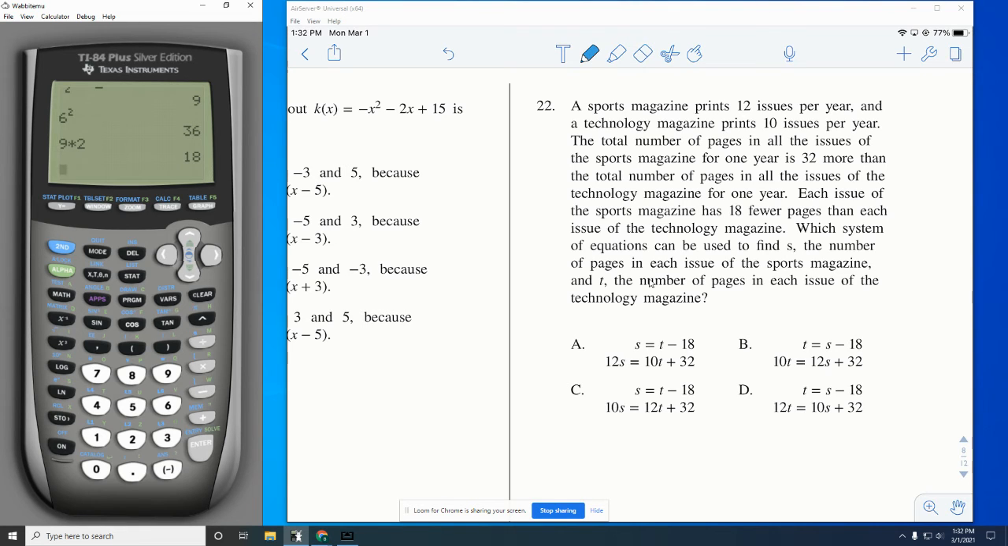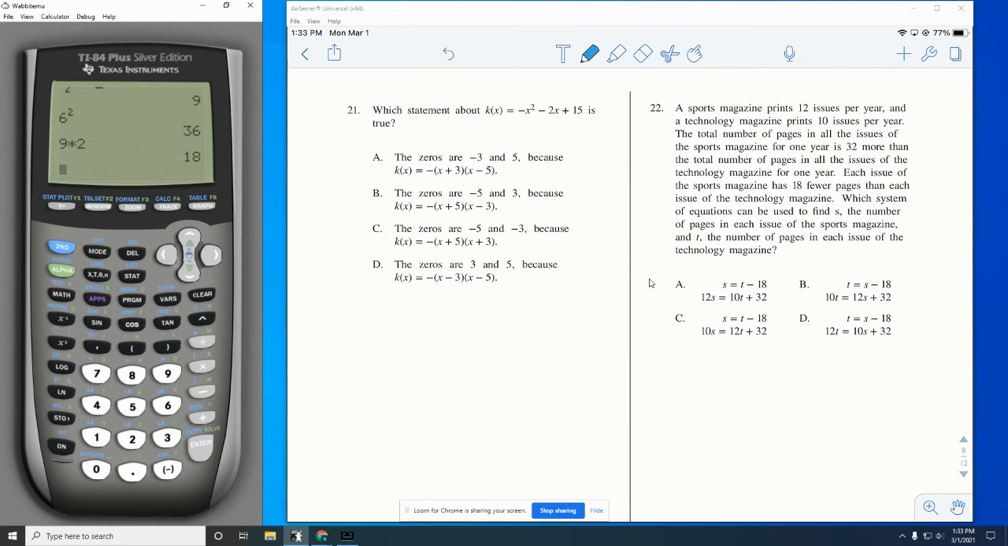It tells us a sports magazine prints 12 issues per year, and a technology magazine prints 10 issues per year. A total number of pages in all the issues of the sports for 1 year is 32 more than the total pages of the technology magazine for 1 year. Which system of equations can be used to find S, the number of pages in each issue of the sports magazine, and T, the number of pages in each issue of the technology magazine? So, man, that's a lot of words, right?